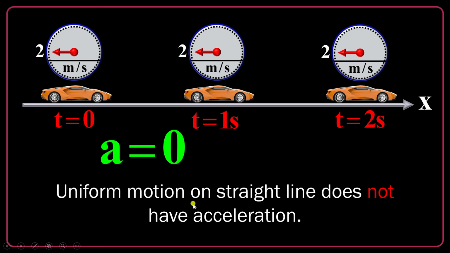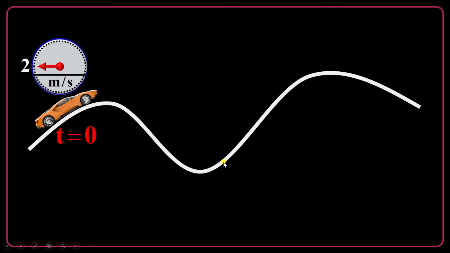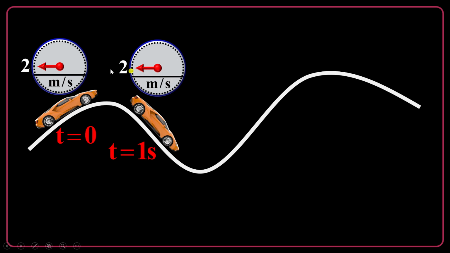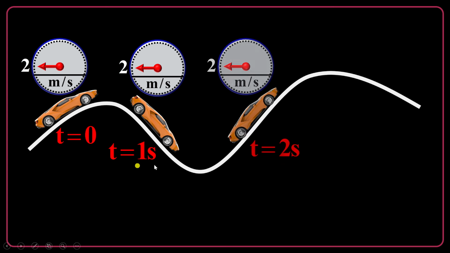Keep in mind, uniform motion on a straight line does not have any acceleration. Acceleration is all about indicating change in velocity. Uniform motion on a straight line can't have any acceleration. What about uniform motion over a curvilinear path? Suppose that the car is moving on a bumpy road. At t equals 0, the beginning time, the speed is 2 meters per second. But look at the car. It's not moving on a straight line. If I check the speedometer and I see 2 meters per second 1 second later and again 2 meters per second 1 second later, you may make this mistake that the acceleration is 0 again.